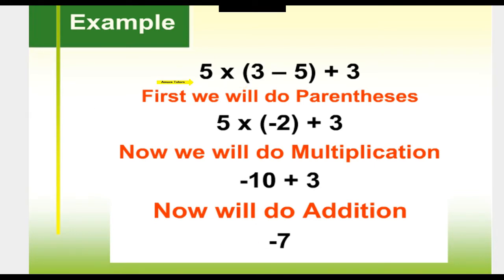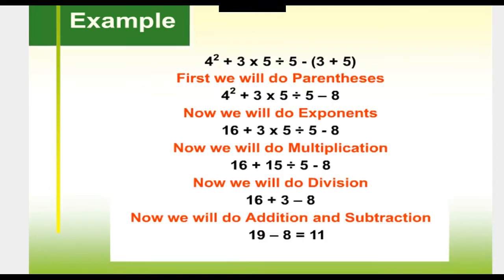I hope you're following the order. Let's look at one more example with exponents, parentheses, and many more operations. In this case: 4 squared plus 3 times 5 divided by the parentheses 5 minus 3 plus 5. So what do we have to do? PEMDAS, P first, parentheses first. Now repeat the other numbers as they are: 4 squared plus 3 times 5 divided by 5 minus, finishing the brackets, 3 plus 5, 8.